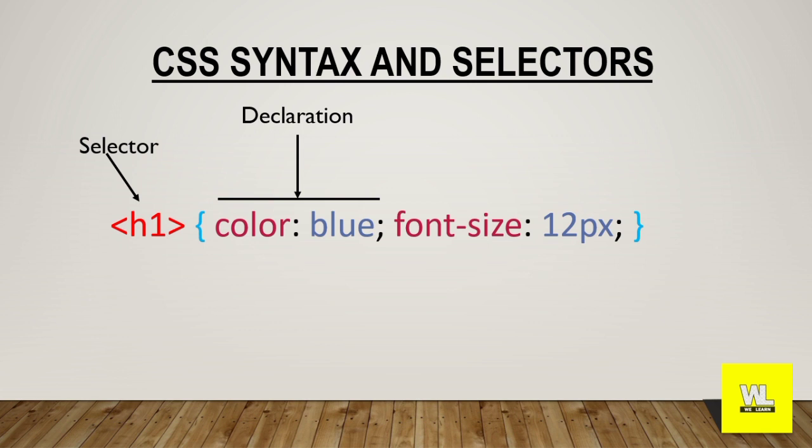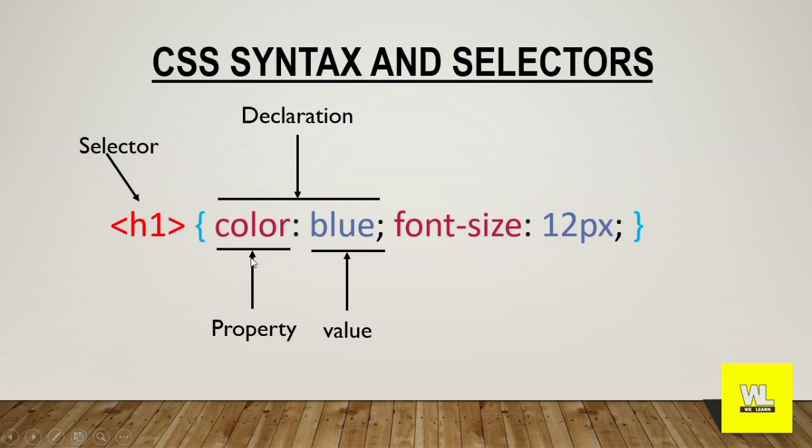With the color blue being the declaration, color is the property and blue is the value. The selector points to the HTML element you want to style. The declaration block contains one or more declarations separated by a semicolon.